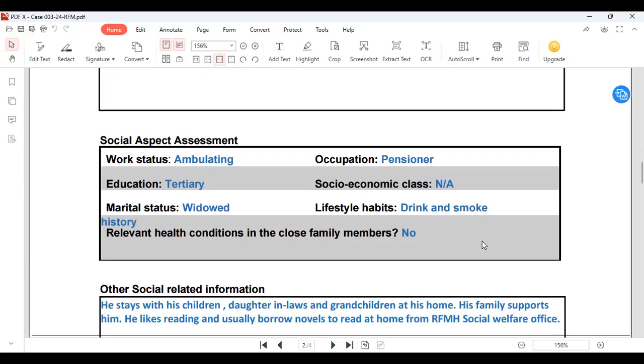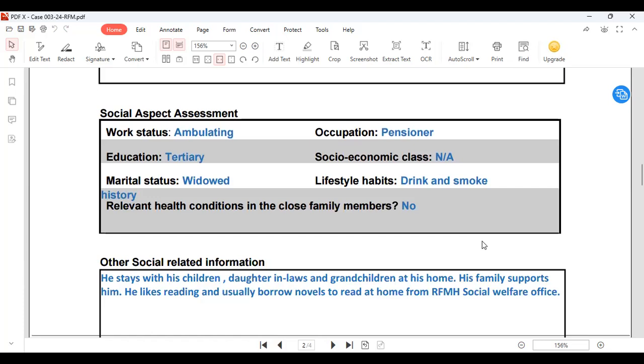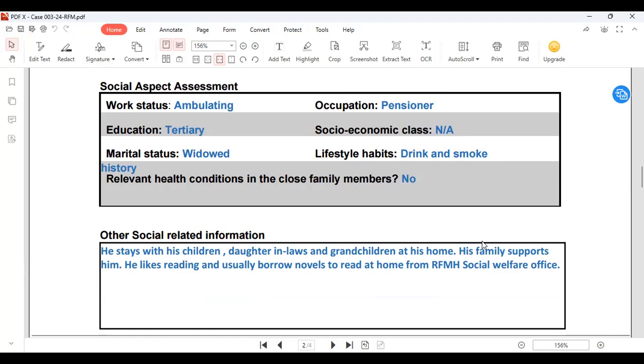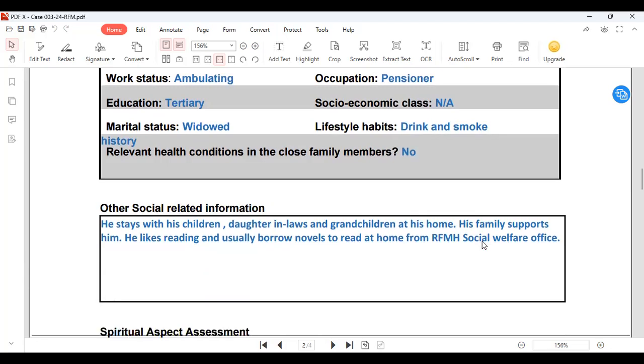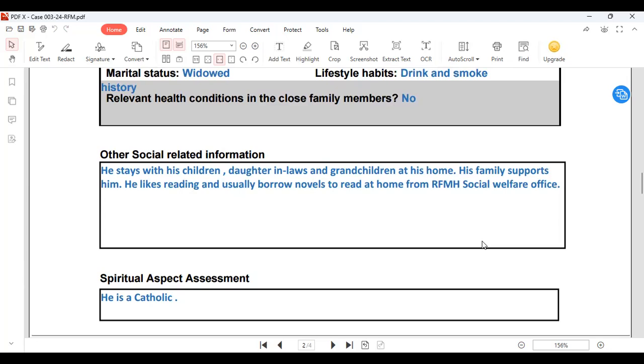Social aspect assessment. Patient is ambulating, is a pensioner. He was working as a technician. Education, he went to a tertiary institution. Marital status is widowed. Lifestyle habits: patient drinks alcohol and smokes. Relevant health condition in close family members, there is no history. Other social related information: he stays with his children, daughters-in-law and grandchildren at his home. His family supports him. He likes reading and usually borrows novels to read at home from the RFM Social Welfare Office.